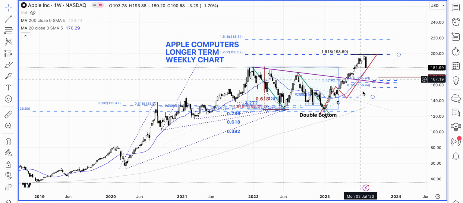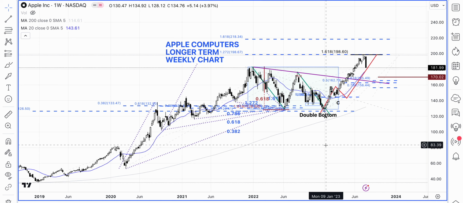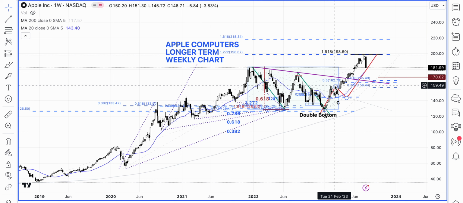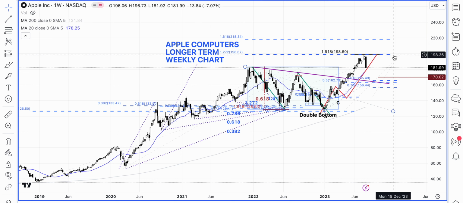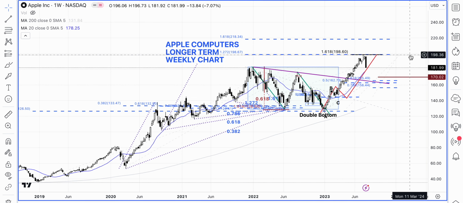Now this $200 per share level is important because it's not only a psychologically important number as 200, but also because if we take this AB leg and we multiply this with 1.618, we get around this number as well, roughly around $200 per share level. Plus we have the 1.272 Fibonacci expansion. So we have a confluence of two numbers coming together here, two ratios, and whenever there are two or more ratios coming together, those are the regions or the areas we need to pay close attention to.